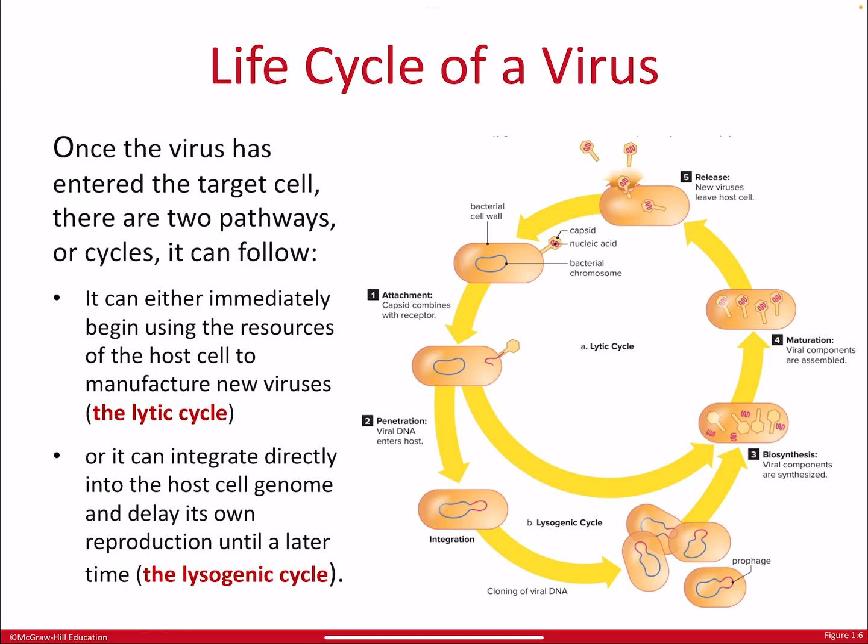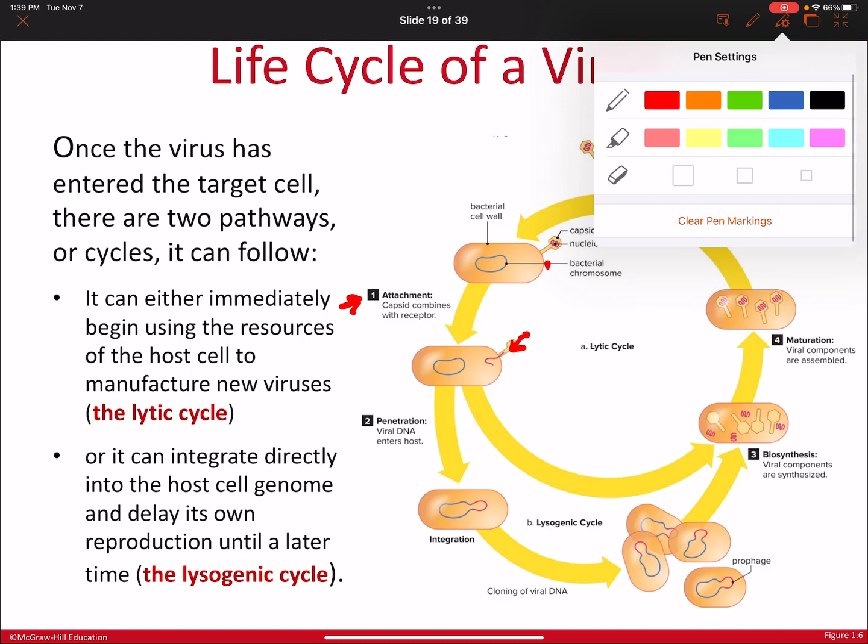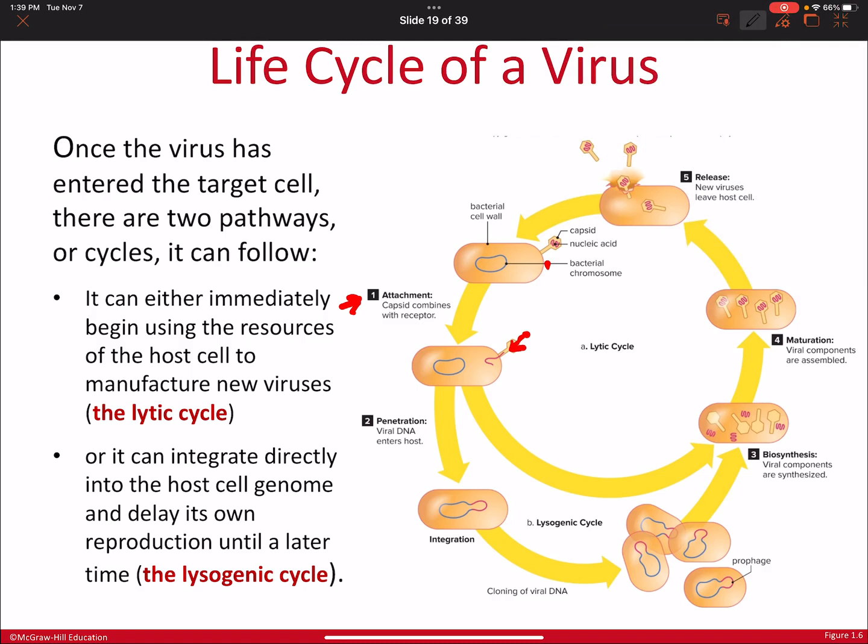Well, once the virus has entered the target cell, first of all, it has to attach. And attachment comes through the capsid bonding with the plasma membrane of the host cell, and then it will inject its DNA. Do you see the little DNA thread there coming down into the bacteria? And what happens is the DNA will enter the host.